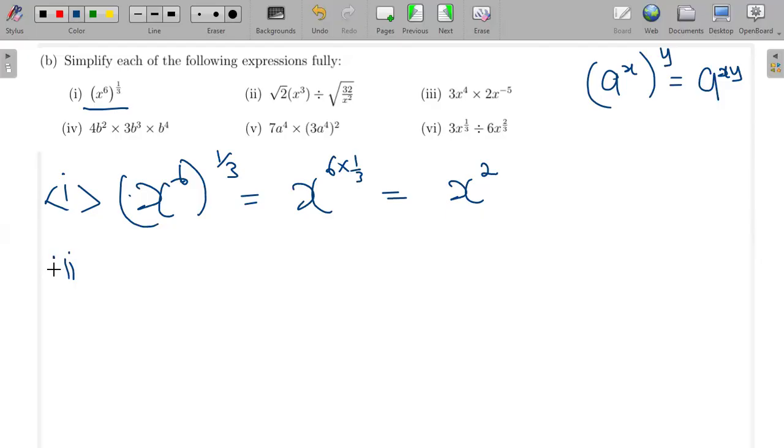Next, we have the root of 2, and then x to the power 3 divided by the square root of 32 over x squared. Anyone who has an idea what we can do here? What can we do to simplify this expression?